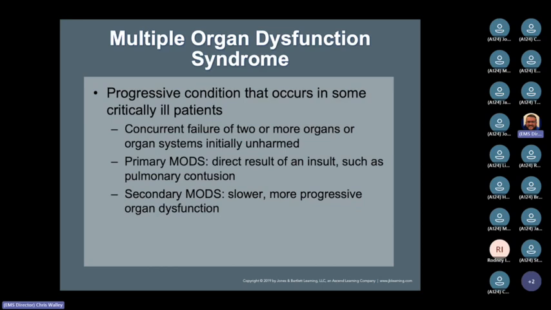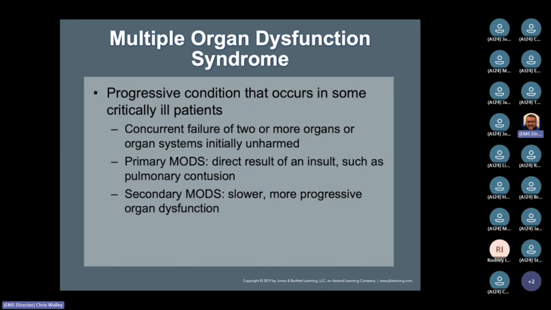Multiple organ dysfunction syndrome, or MODS, is a progressive condition that occurs in some critically ill patients. It's characterized by the concurrent failure of two or more organs or organ systems that were initially unharmed. Respiratory, hepatic, renal, hematologic, neurologic, and cardiovascular systems are affected during MODS. Overall mortality rate varies widely depending on the underlying etiology and the ensuing diagnosis and treatment.